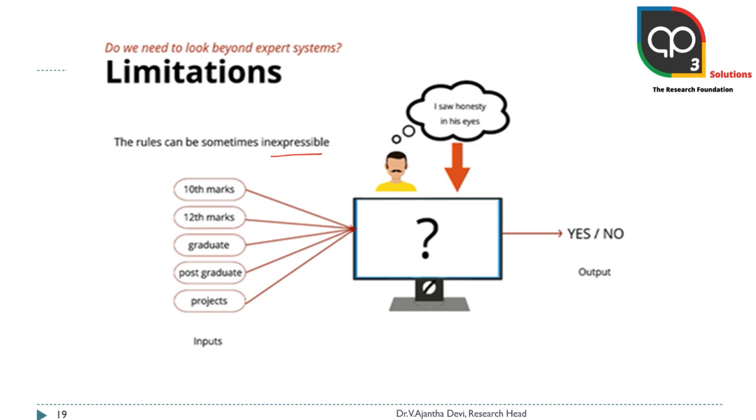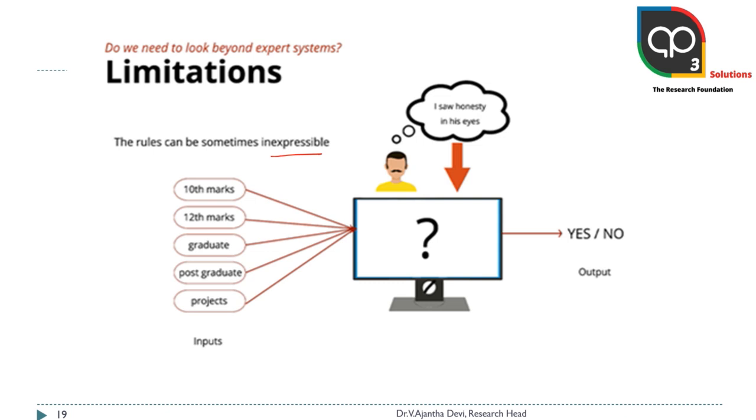For example, suppose the hiring manager, in addition to looking at all these quantities and metrics, has something else, like saying, I hired him because I saw honesty in his face. Now, how do you express this as a rule? How do you even quantify something like honesty based on the interaction with a person, or what you see in their eyes or their facial expressions? That is very hard to express. How do you write it up as a rule?